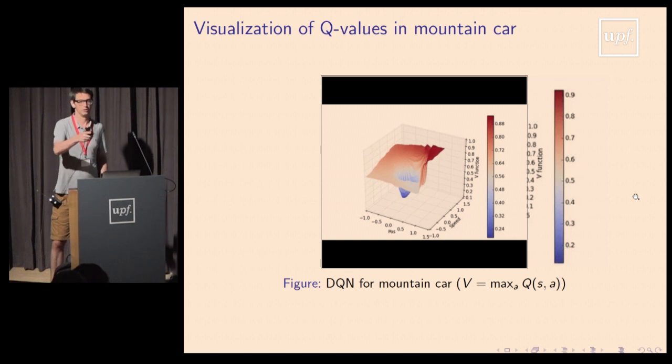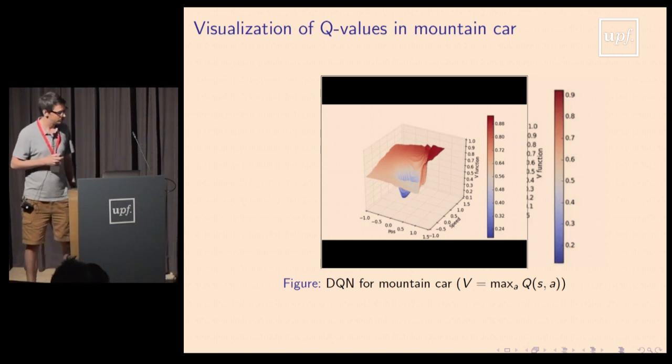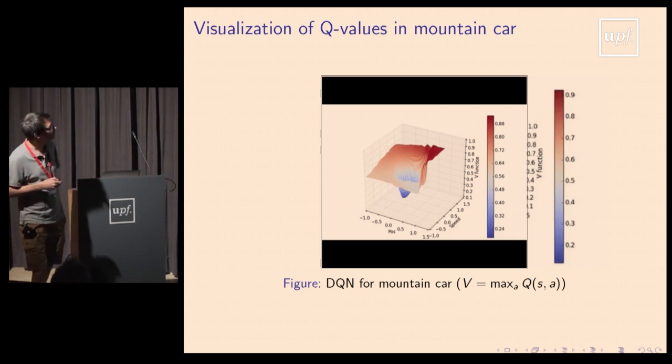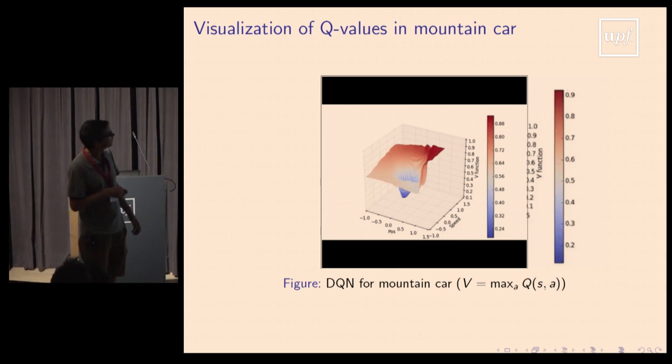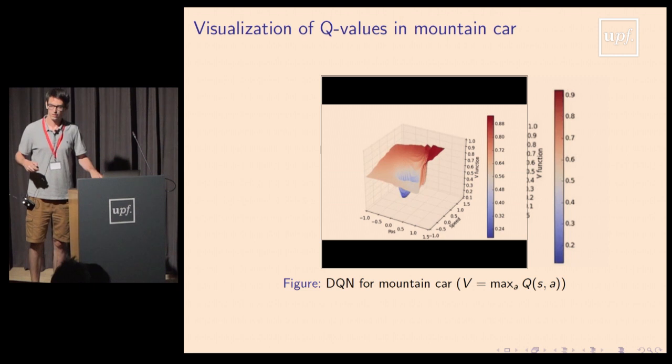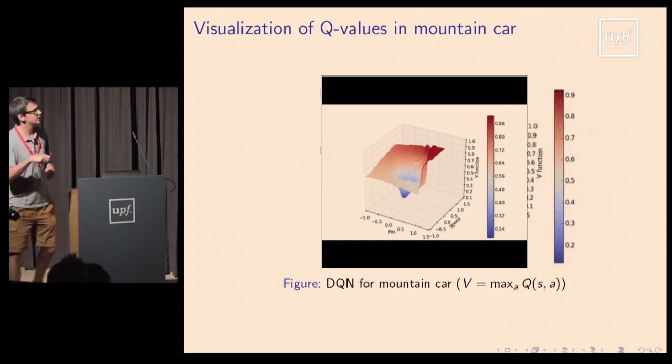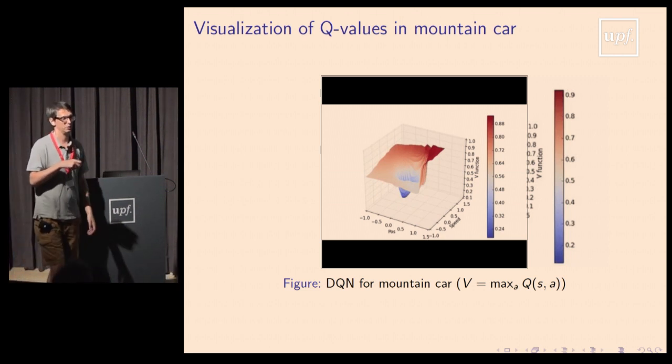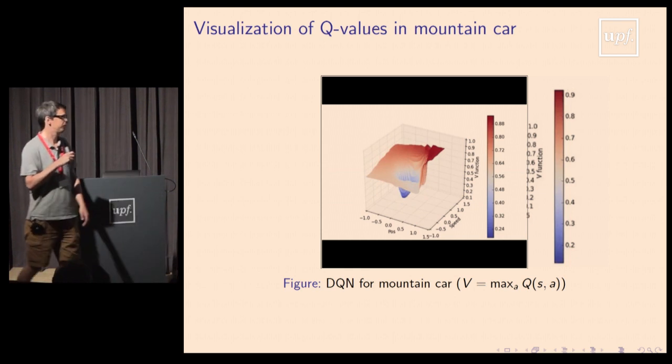Any other question? What's the value C? The value C? The frequency of the target network update. Oh, yeah, so here it's probably 1,000 iterations.